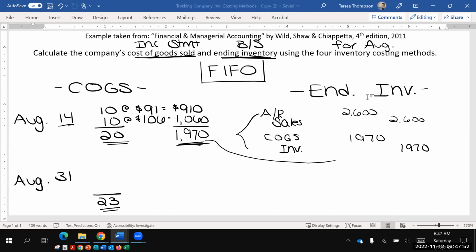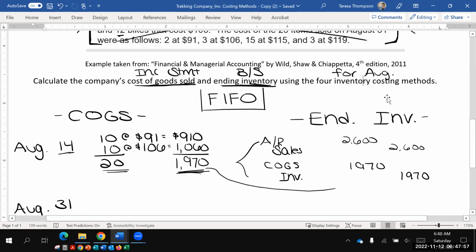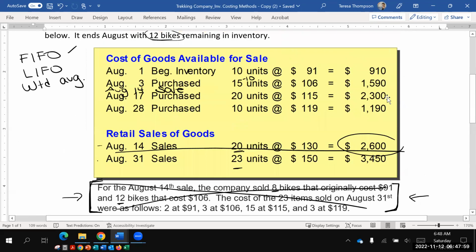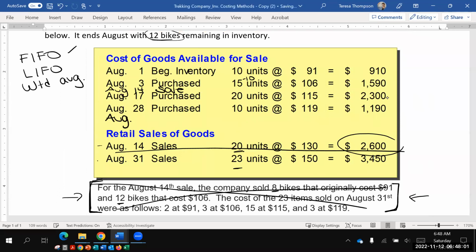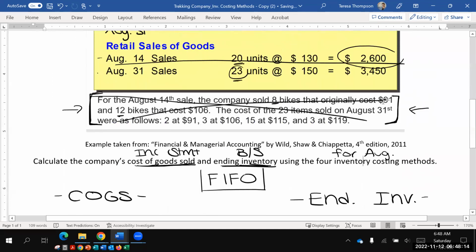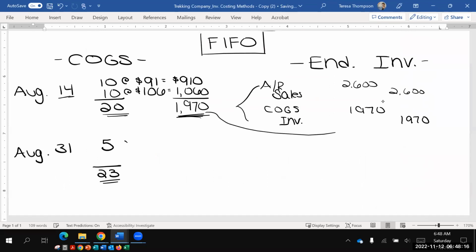We have one more sale in the month, the 31st. All right, so first in, first out. So we have our sale now, August 31st, 23 units. So first in, first out, you go all the way to the top. These units are gone though, right? But we do have 5 units left from your next earliest purchase at 106. So take those 5 at 106. 5 at 106 gives us $530.